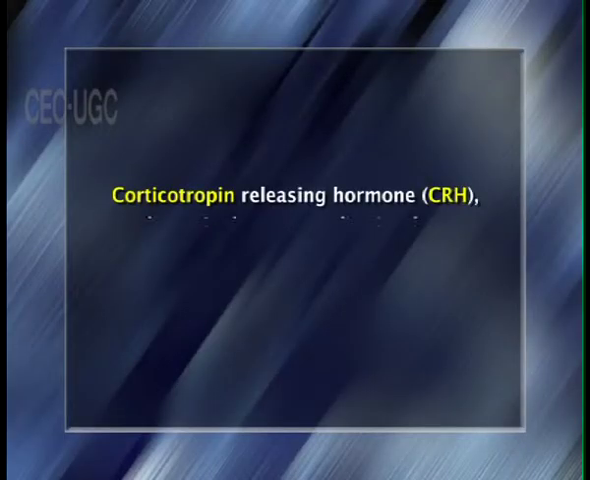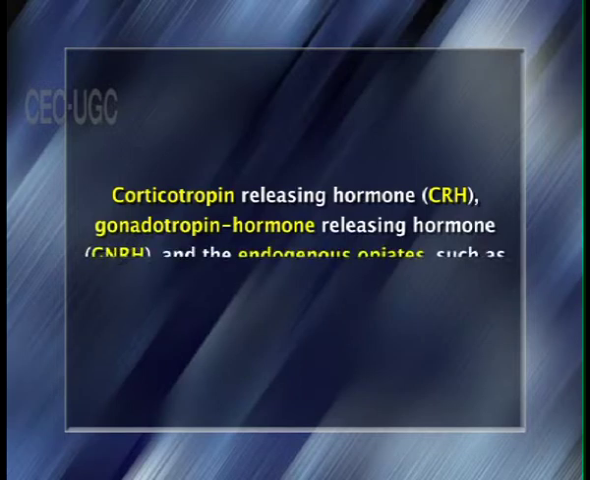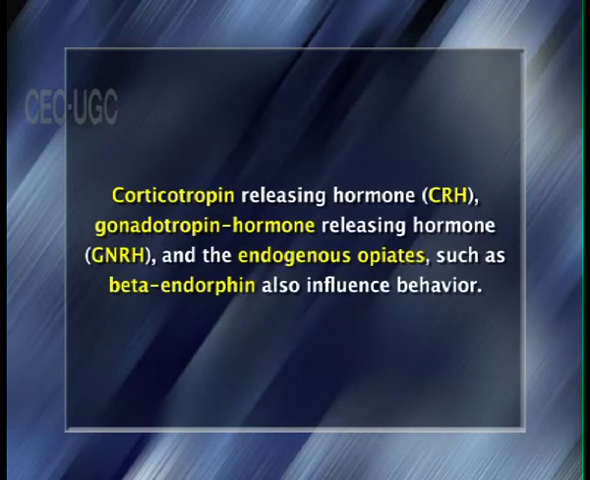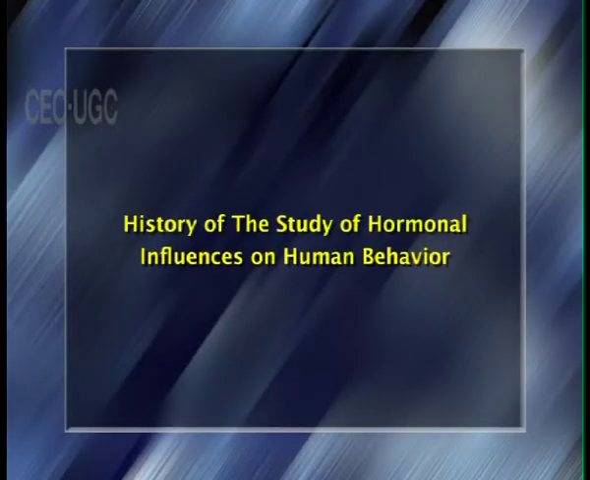Protein-based hormones are essential for metabolism, growth, and some components of reproduction. However, evidence for specific influence of these compounds on human behavior is limited. A variety of other peptides such as corticotropin-releasing hormone, gonadotropin-releasing hormone, and the endogenous opiates such as beta-endorphin also influence behavior. Because they have been extensively implicated in human behavior, it's helpful to describe a subset of better known neurotransmitters. Now, the history of the study of hormonal influence on human behavior.